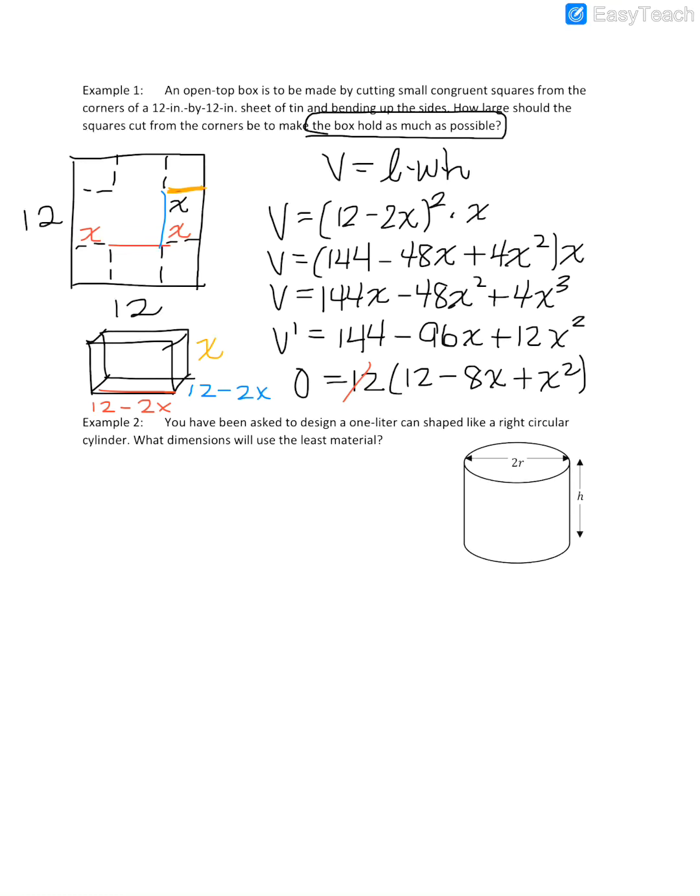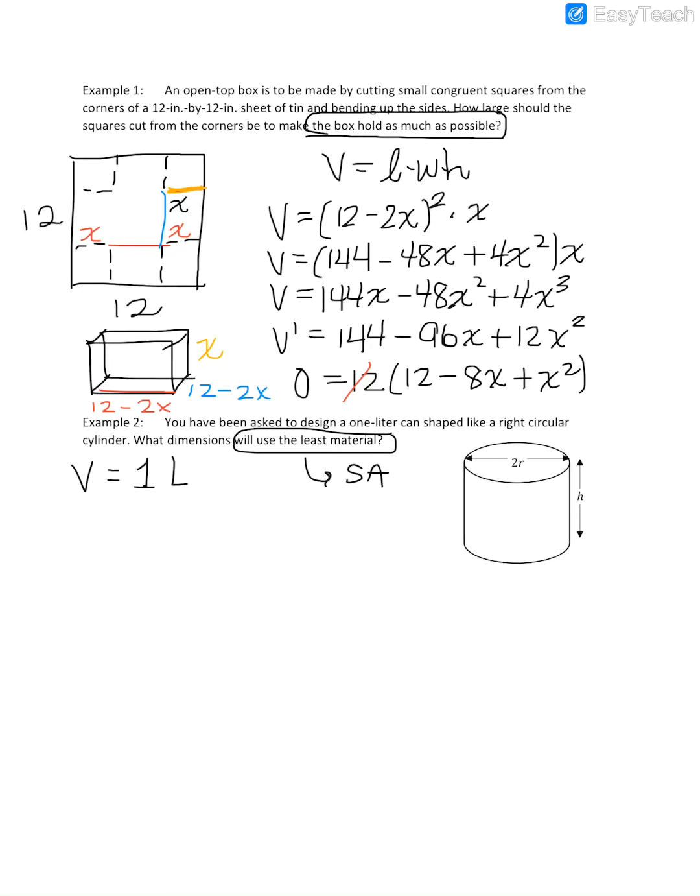All right, so number 2, you've been asked to design a 1-liter can shaped like a right circular cylinder. What dimensions will use the least material? Okay, so we have 2 things going on here. When it says 1 liter, that is referring to the volume of the can. So I know that the volume of the can is 1 liter. And then we want to use the least amount of material. So that's talking about the surface area of the can.